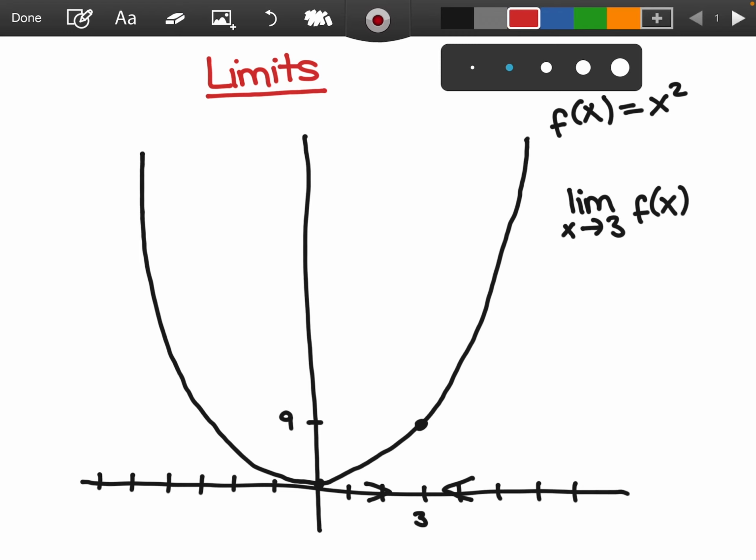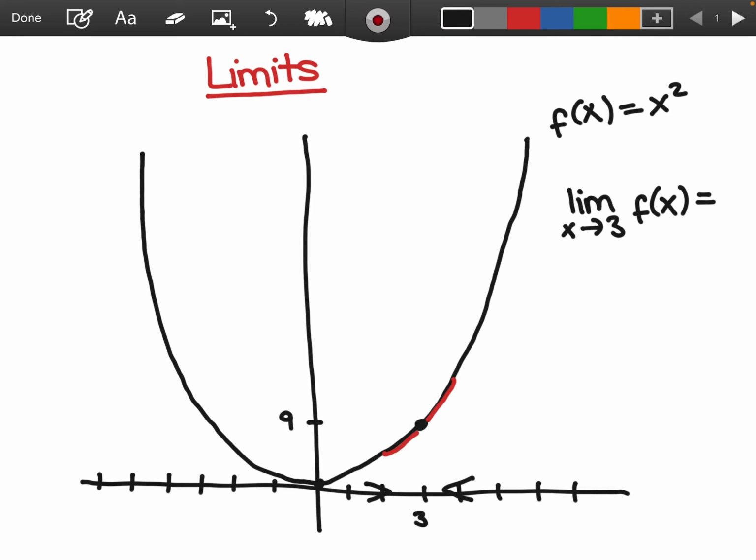As we approach x is equal to 3 from above, we get closer and closer to this value of 9, this time coming from larger values. But both times, whether we approach from the left or we approach from the right, we still end up approaching that same function value of 9. Because of this, we say that 9 is the limit of f of x as x approaches 3.